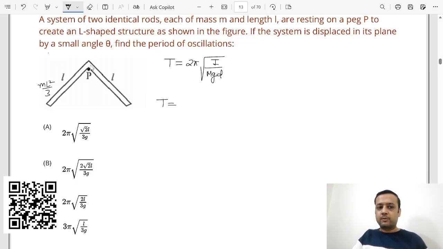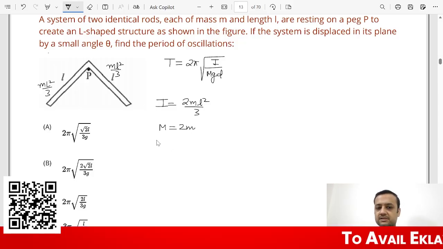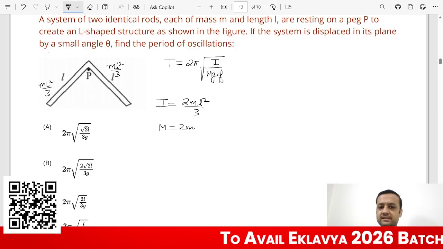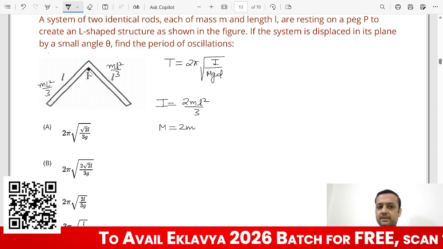The moment of inertia of this rod also about the end point P, which is also the end point of this rod, will also be ml square by 3. So basically the total moment of inertia will become 2 ml square by 3, right? Capital M, the total mass of the system, will be 2m, because each rod has a mass m. Now what is d? d is the distance between center of mass of the system and point P.